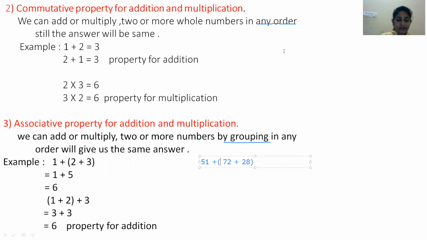So they will give you numbers in thousands. So at that time, this grouping, that is associative property, will help us. Now we shall see associative property for multiplication.